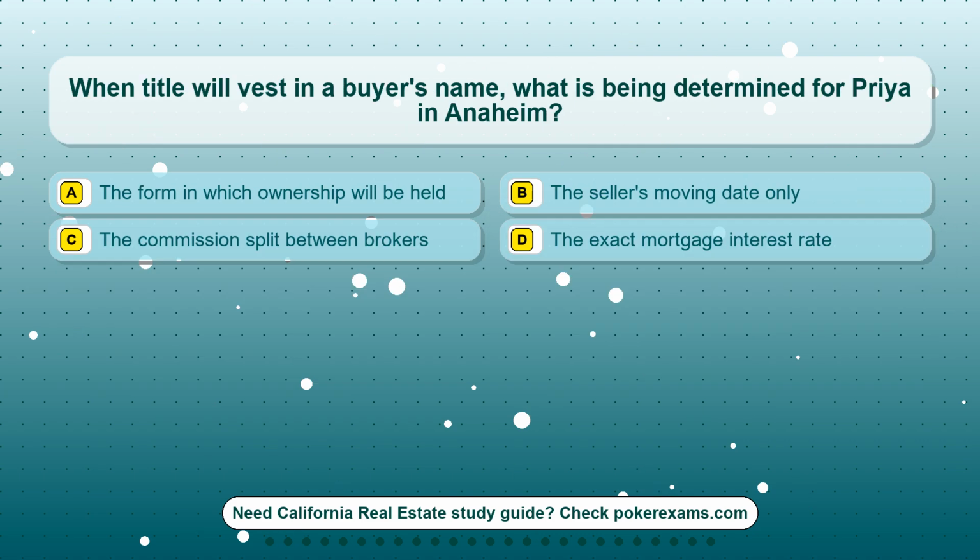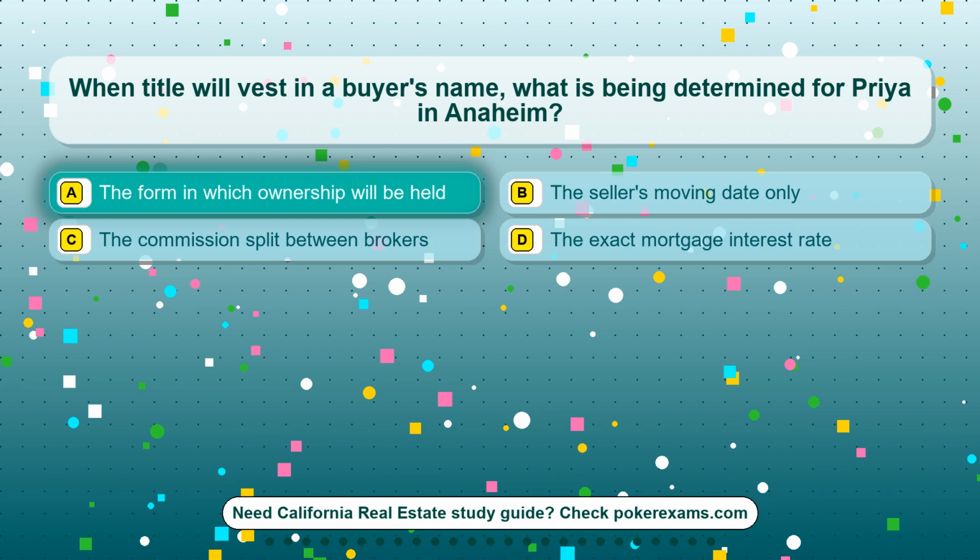Question 8. When title will vest in a buyer's name, what is being determined for Priya in Anaheim? Option A. The form in which ownership will be held. Option B. The seller's moving date only. Option C. The commission split between brokers. Option D. The exact mortgage interest rate.